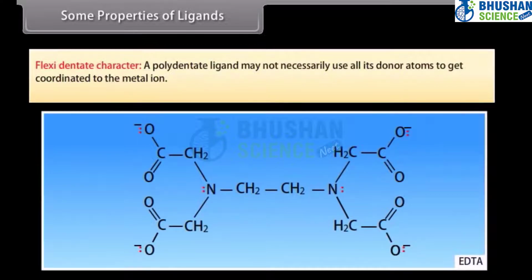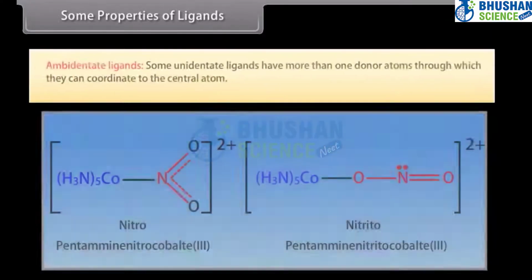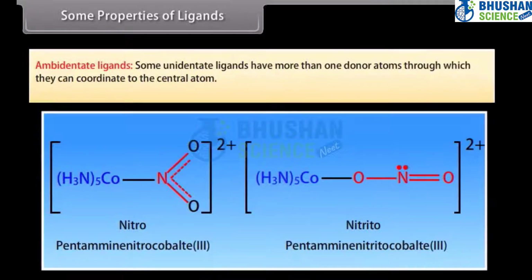Flexidentate character. A polydentate ligand may not necessarily use all its donor atoms to get coordinated to the metal ion. For example, EDTA can act as a hexadentate or a pentadentate or a tetradentate ligand. Ambidentate ligands. Some unidentate ligands have more than one donor atom through which they can coordinate to the central atom.